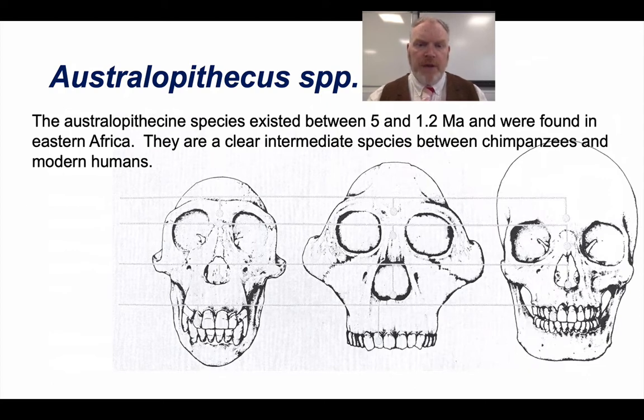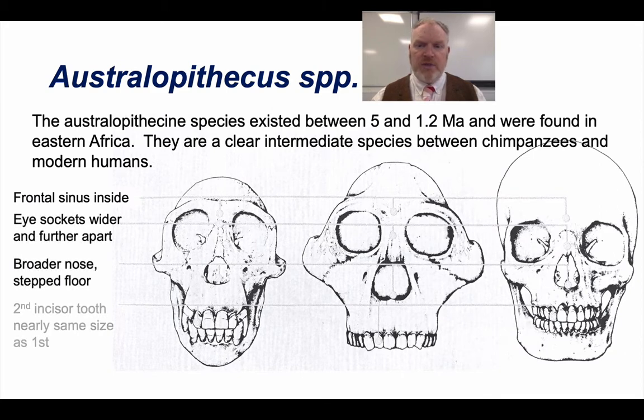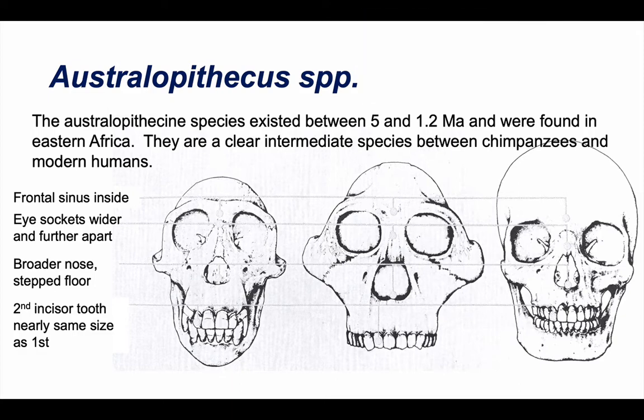If we compare chimpanzees with Australopithecus in the middle, with modern humans on the right, we can see that there are some links here. There are some shared features. And even just a quick glance at the diagrams of these skulls really does indicate that Australopithecus is, if you like, a missing link between the common ancestor that we share with chimpanzees and modern humans.